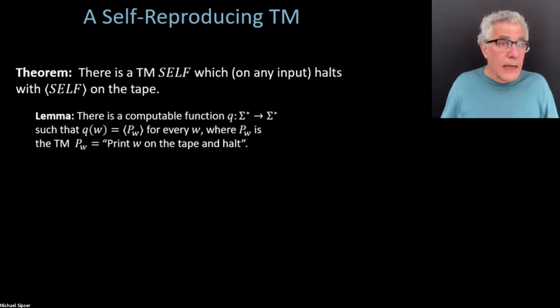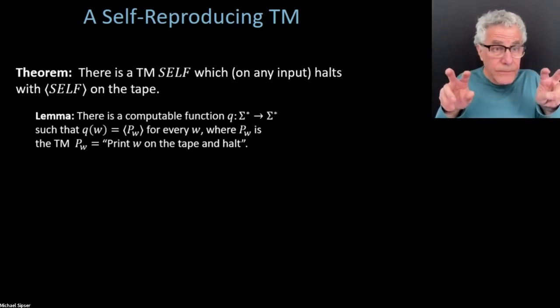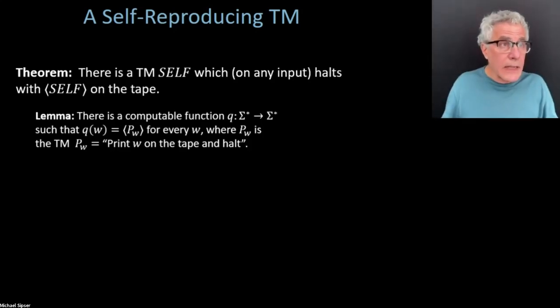Okay, and I'm calling it Q. I don't know if this is helpful to you or not. It's kind of like it converts the string W to W in quotes. So Q stands for quotes, in a way. Okay, so if that's helpful, then good. But anyway, P sub W is a Turing machine. When you turn it on, it just prints out W and halts.